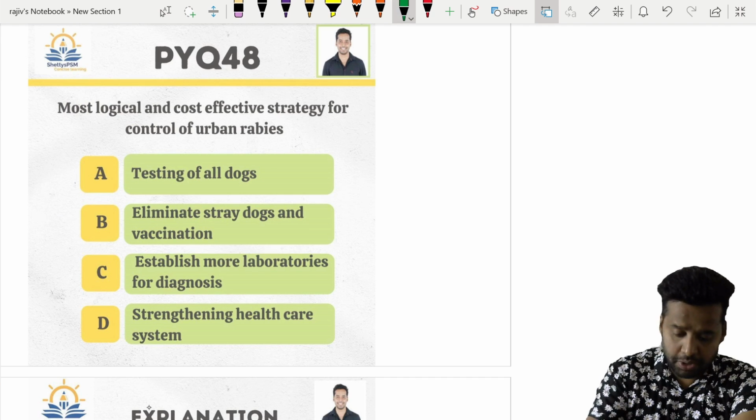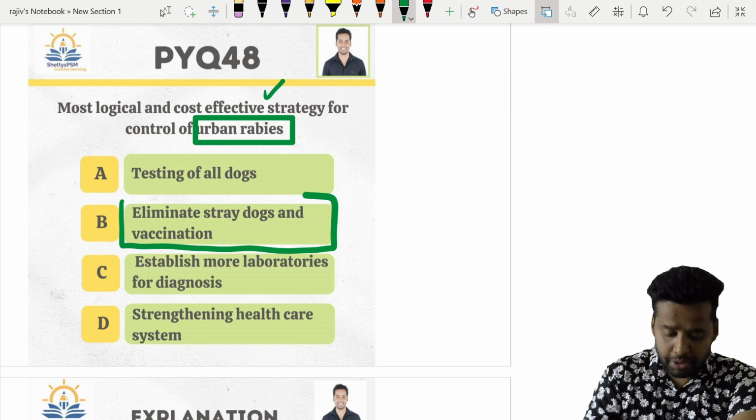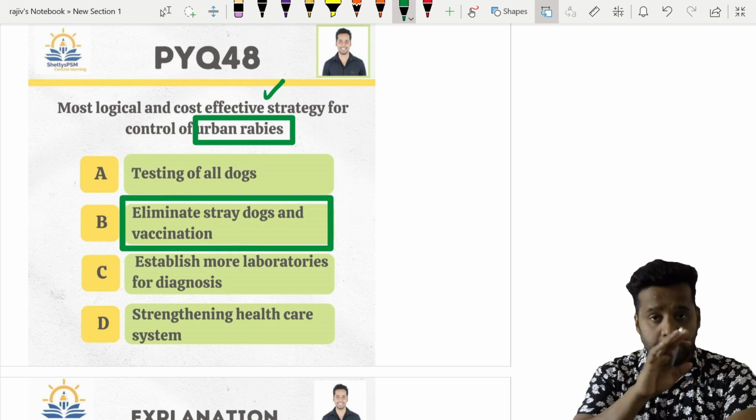For controlling urban rabies, which is the most cost-effective strategy as of now? Answer is eliminate stray dogs and mass vaccination of dogs.